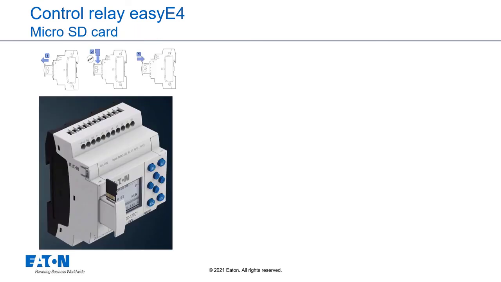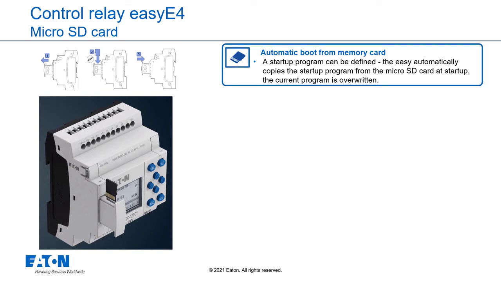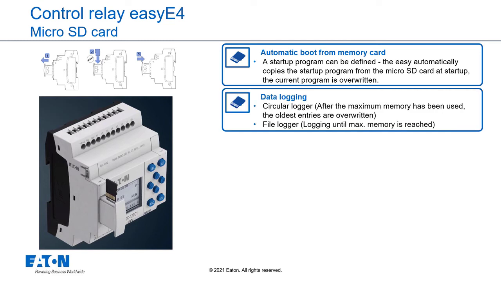MicroSD card. The memory card of the easyE4 can be used for the following functions in addition to the function of transferring programs and saving user programs. To automatically boot a startup program from the memory card. A startup program can be defined that is copied to the device and executed when the easyE4 is started. The current program is overwritten. For data logging, either as a circular logger, that means after writing to the maximum memory space, the oldest entries are overwritten, or as a file logger, that means logging until the maximum memory is reached.